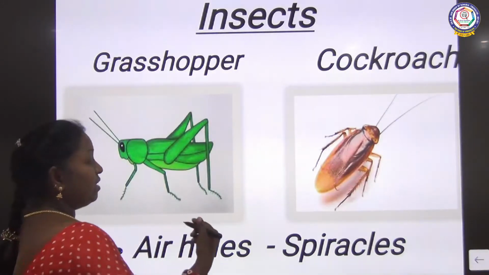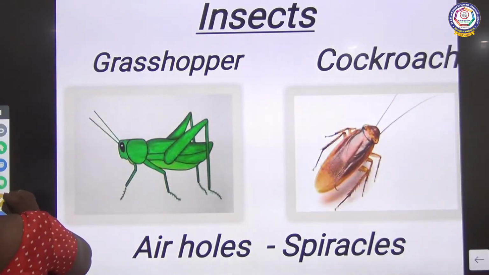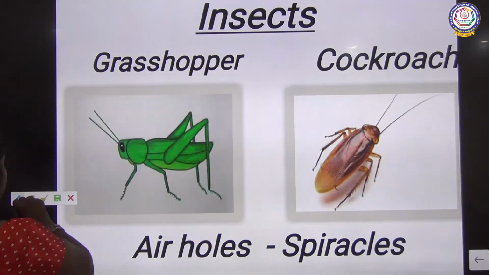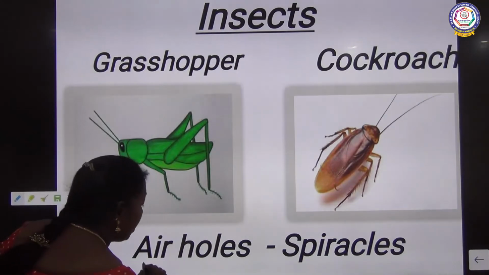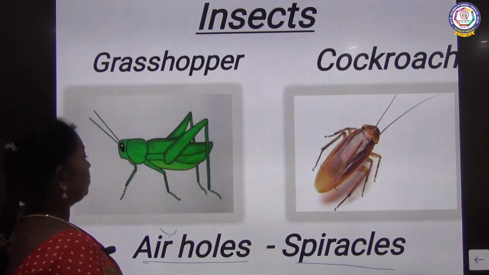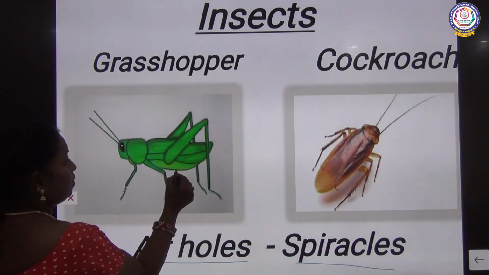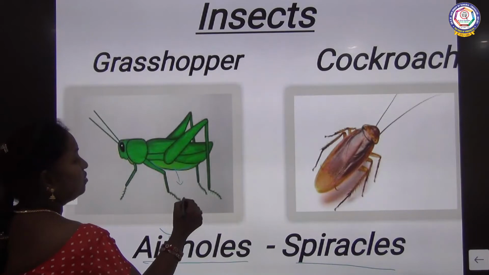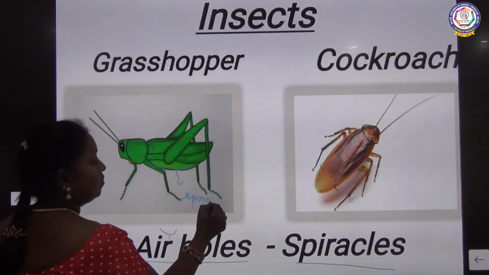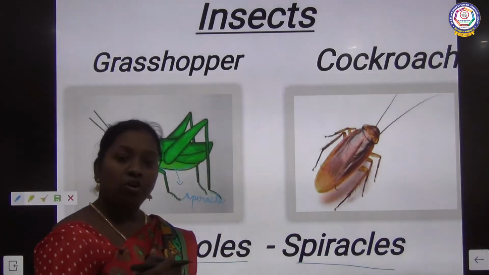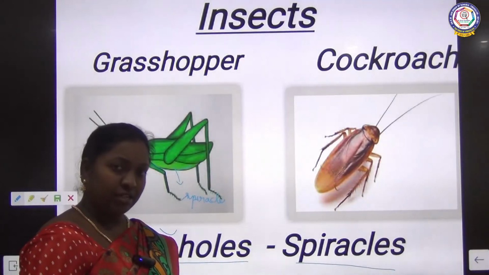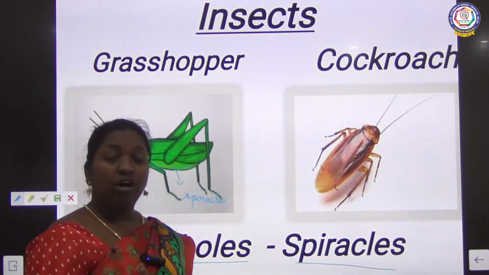To breathe, the insect body has air holes. We call the air holes spiracles. See this body part, here the spiracles are present. They are present in all insects, and through them the insect is able to breathe. So with the help of spiracles, these insects are breathing.